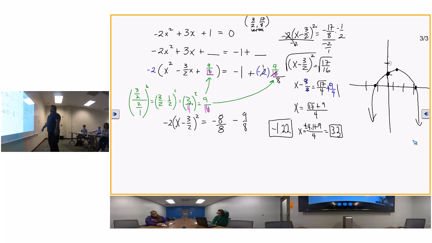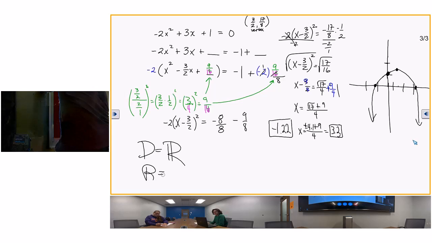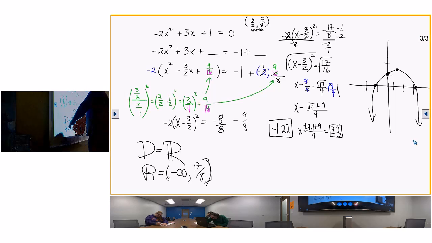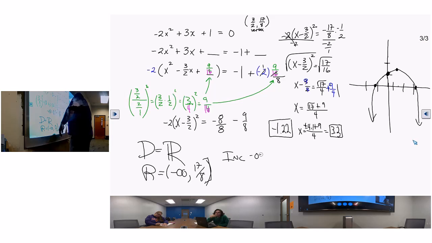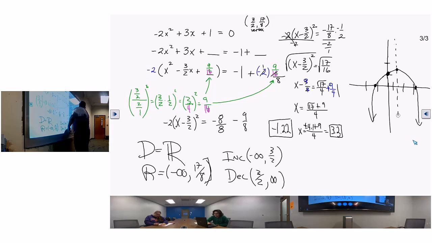All right, so domain, all real numbers. Please don't miss the domain on my test. If you do, don't tell anybody. Okay, range is going to be negative infinity to your y is 17/8. Negative infinity to 17/8. Oops, bracket. Increasing from negative infinity to 3 halves, decreasing from 3 halves to what? Positive infinity. And what's your line of symmetry? 3 halves.